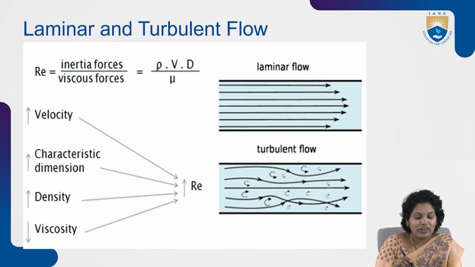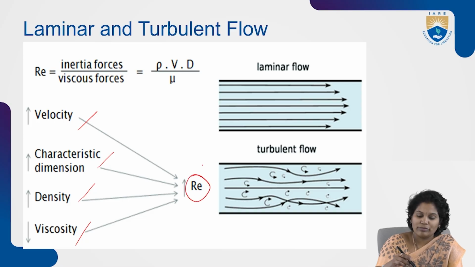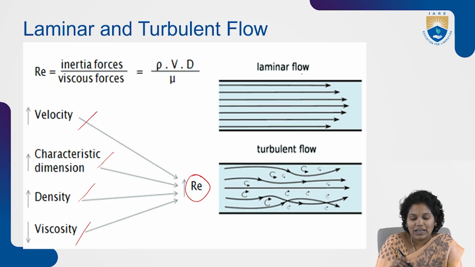So here the Reynolds number is rho v d by mu, as we discussed. So velocity, characteristic dimension, density, and viscosity, right? These factors are contributing to the Reynolds number. So here we are seeing a laminar flow.